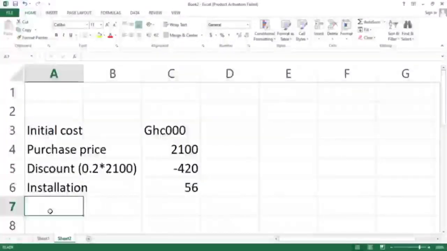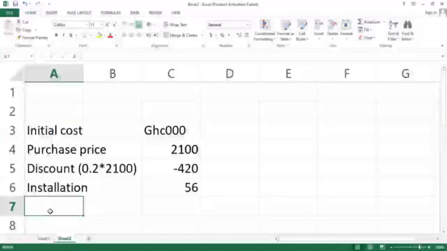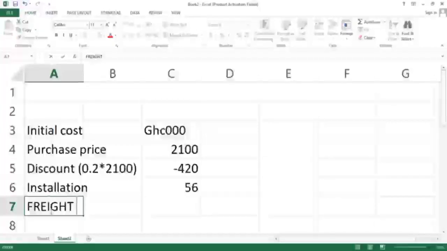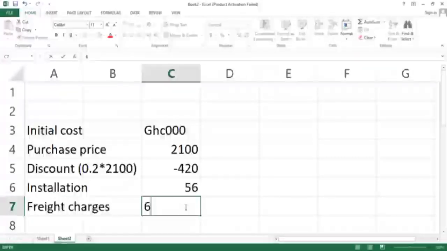Will you also be part of the course? Yes. That means you are shipping, like you are sending the team by plane. Okay. So that will give us the charges, how much? 60,000. Okay, it's 60. What's next?